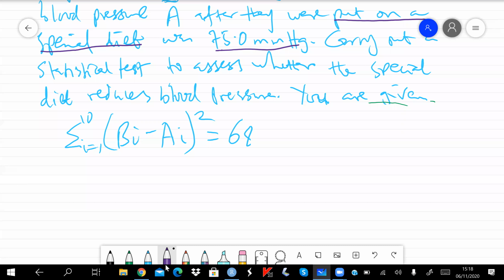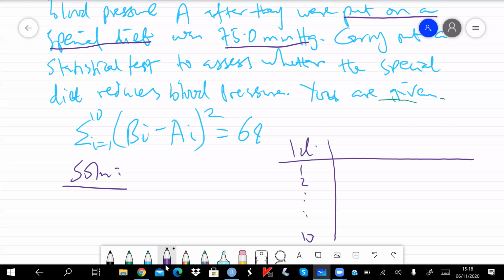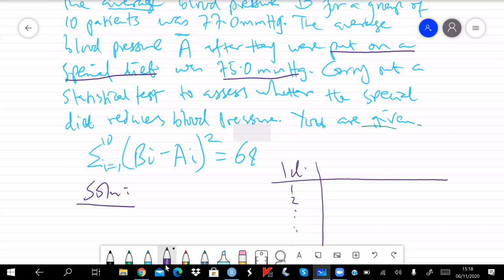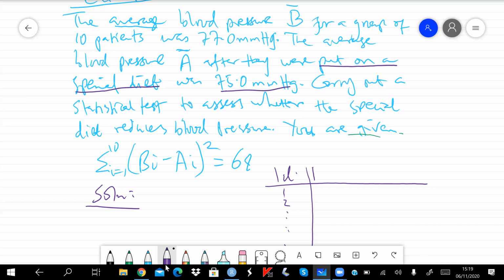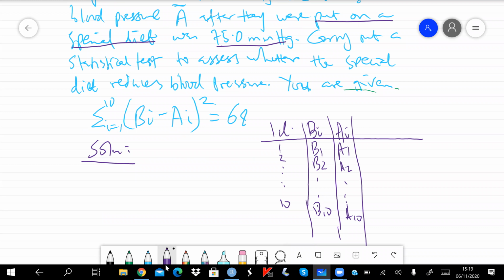So, solution. Before we solve, I want us to visualize a scenario where we have 10 individuals, 1, 2, all the way to 10. Then we have their measurements before, the BIs: B1, B2, all the way to B10. Then we also have their measurements after, the AIs: A1, A2, all the way to A10.